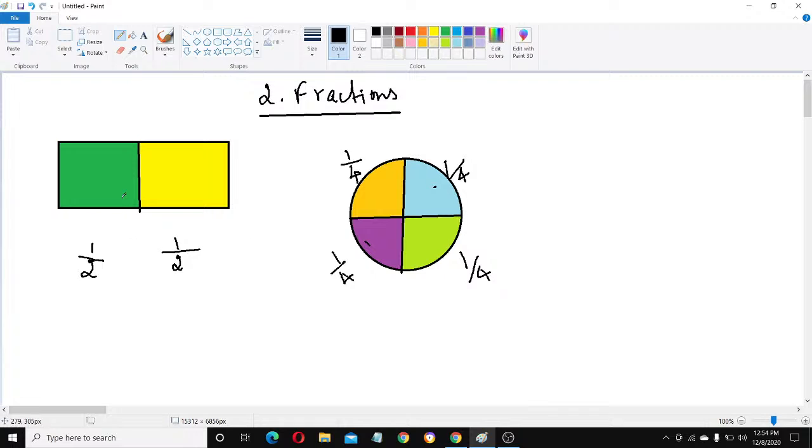So here in this first figure, how many halves are there? 2 halves are there. 2 halves make one whole rectangle. Here how many? Here 1 by 4. 1 by 4 is a quarter part. So how many quarter parts are there? 4 quarter parts. 4 quarter parts make one full circle. So how many halves are there? 2 halves are there.